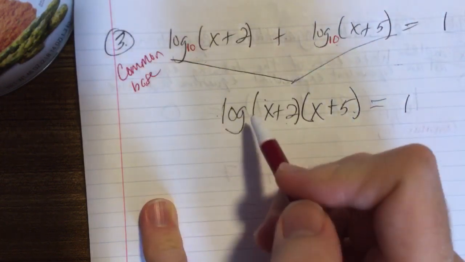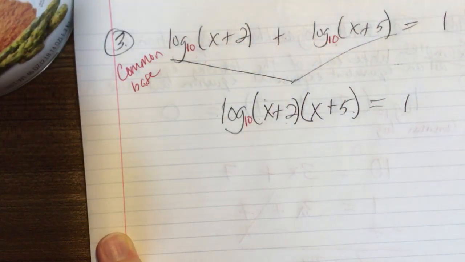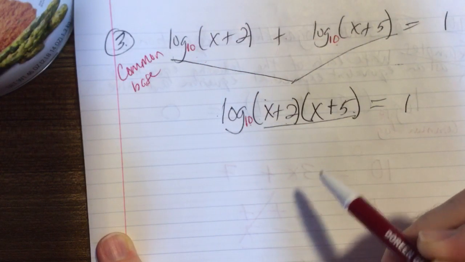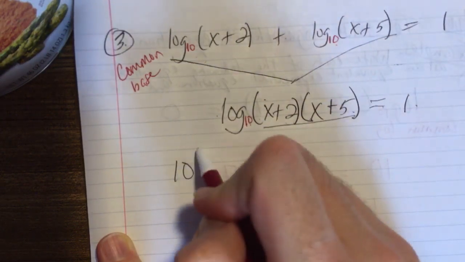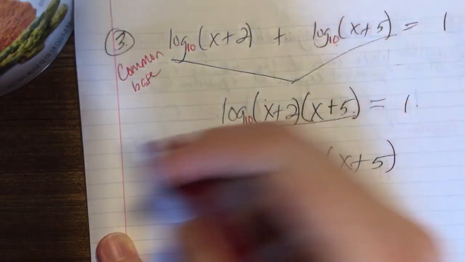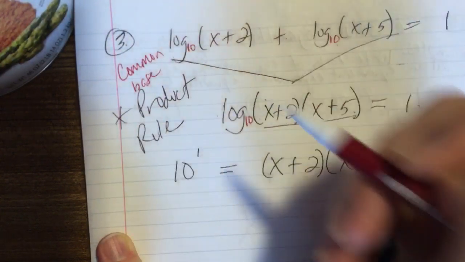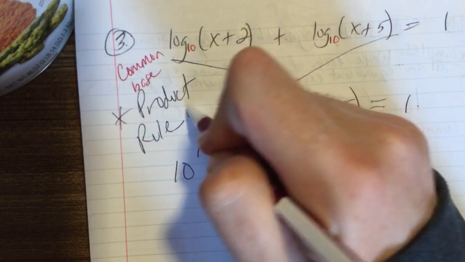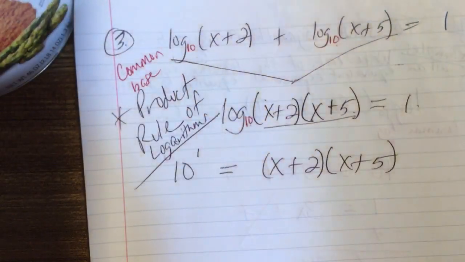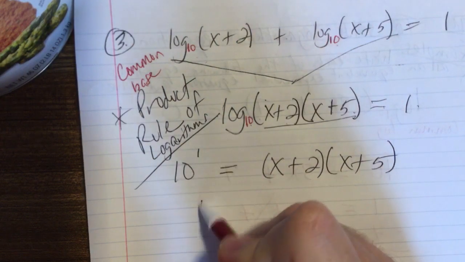Now we're going to rewrite this in exponential form. Again, if it helps you, write the base as 10, the common base. Log base, here's the anti-logarithm or the answer, equals the exponent. So we're taking 10 to the first power, and it's equal to x plus 2 times x plus 5. Again, it's important to notice that the product rule of logarithms was used. Ten to the first power is equal to x plus 2 times x plus 5. 10 to the first power is 10.